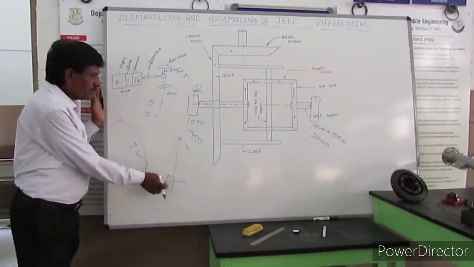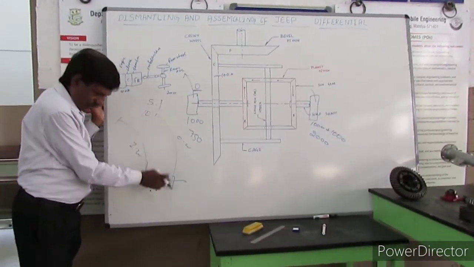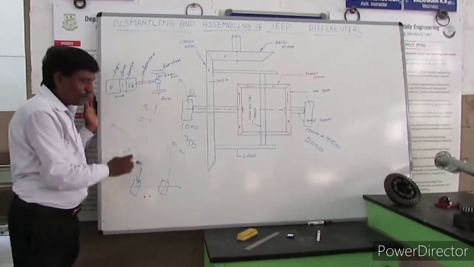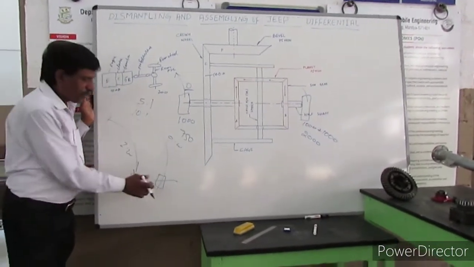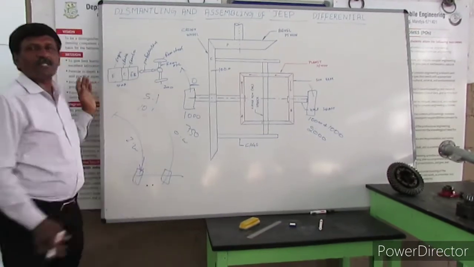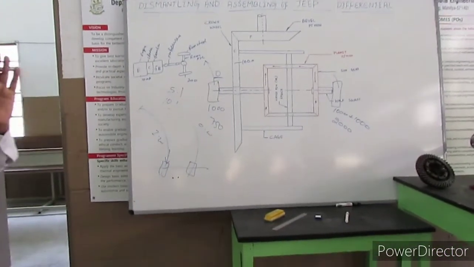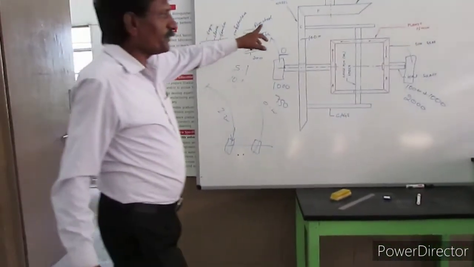That means the outer wheel will travel more distance compared to the inner wheel in the same time, because there is a difference in speed between the two wheels, that is, the inner and outer wheels. That is the function of the differential.